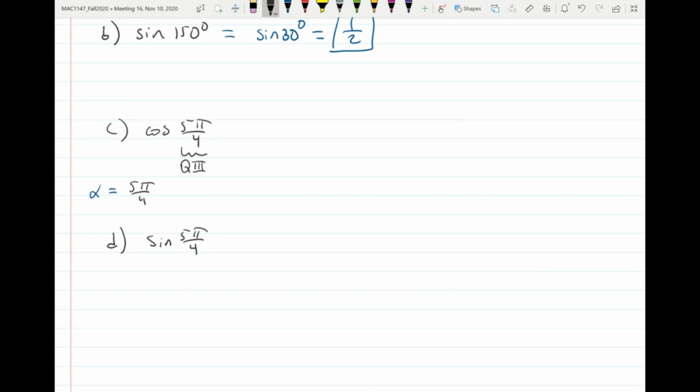So 5 pi over 4 minus pi. So you subtract 180. Okay? So in this case, this is going to be pi over 4. Remember, pi over 4 is the same thing as 45 degrees. All right, so that means that cosine of 5 pi over 4 is going to be plus or minus cosine of pi over 4. Now we need to decide which one we pick. Should we pick the plus or the minus?